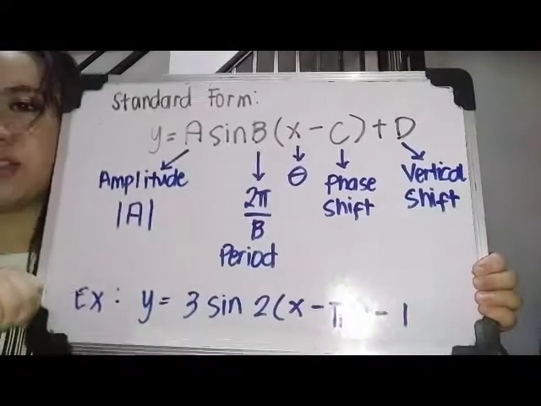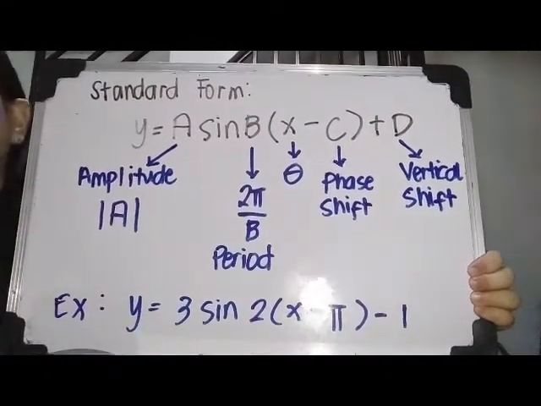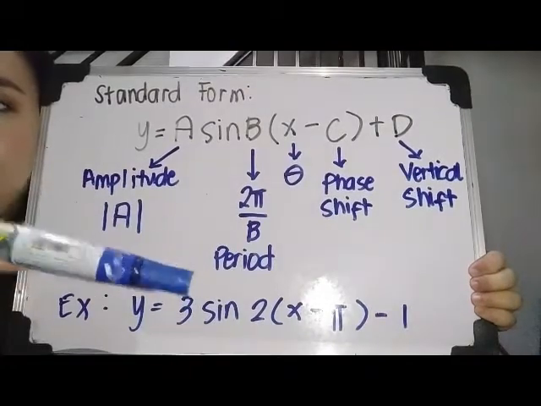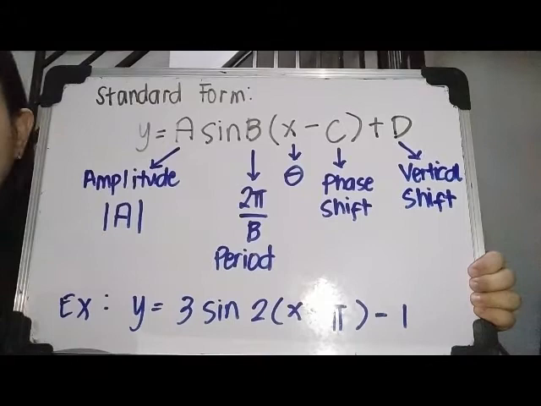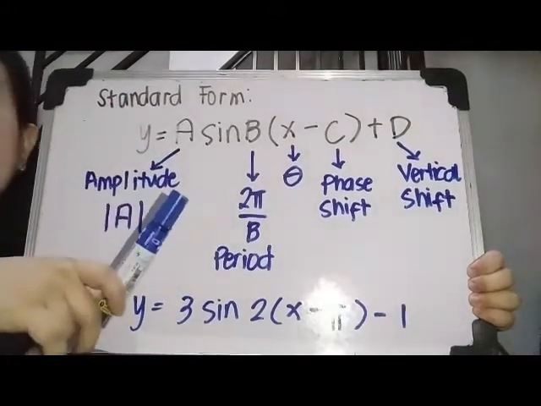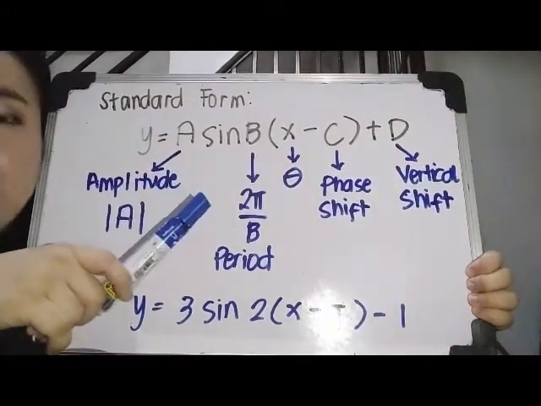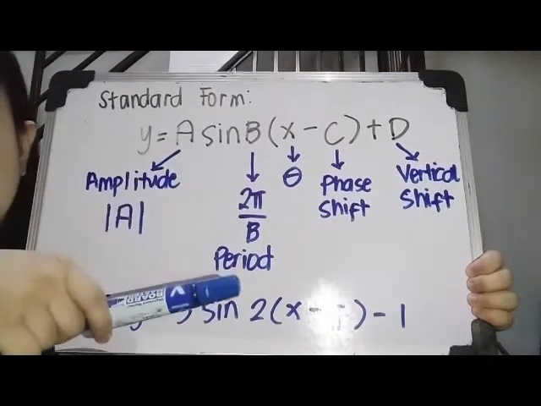Okay, so let's proceed to graphing trigonometric functions. But before we do the graphing proper, let's first have the standard form of equation of a trigonometric function. It's given as y equals a sine b, x minus c plus d.